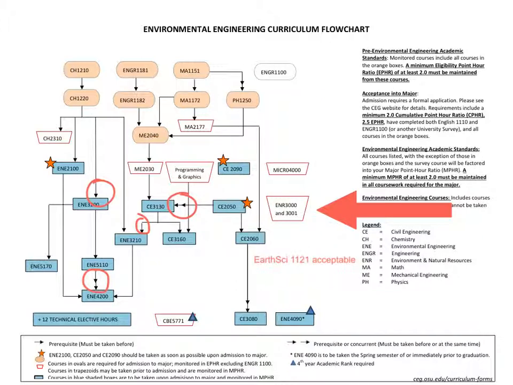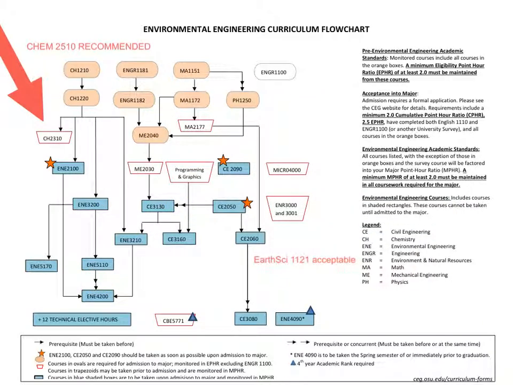So for example, if you are going to be enrolled in ME 2030, then you could also take the fluid mechanics class. If you are in a situation in which you've already taken your chemistry 1220, which you should be in, you could also take your next chem course, which would be organic chemistry.